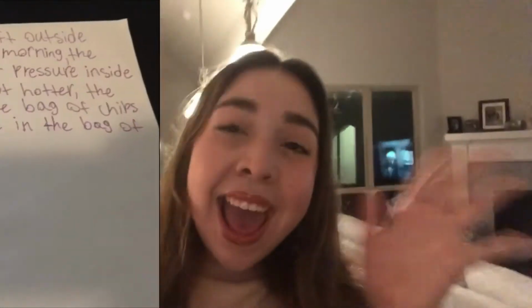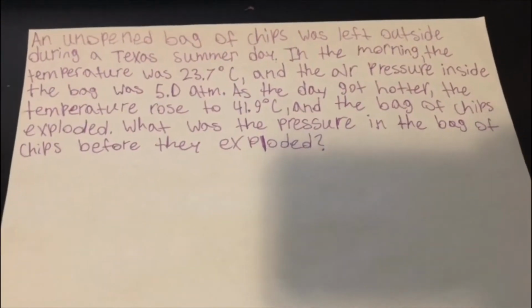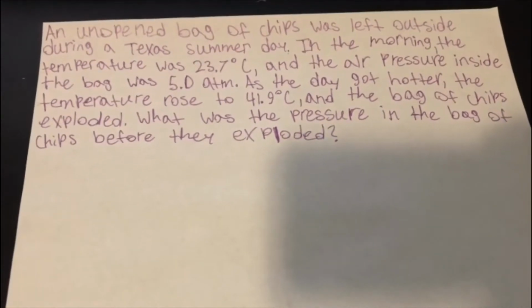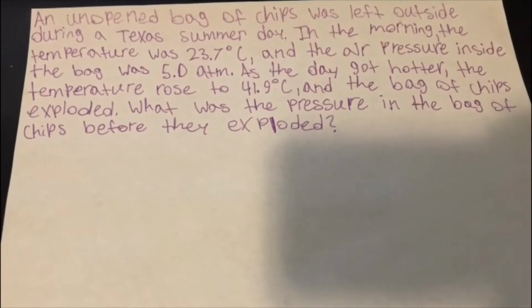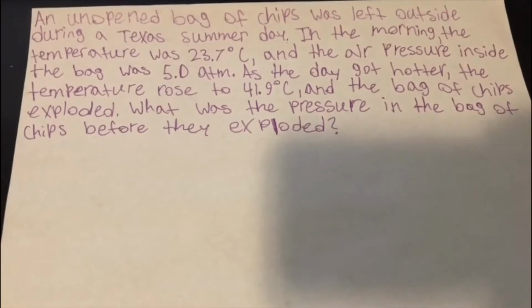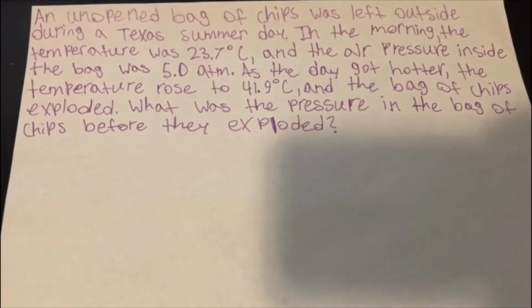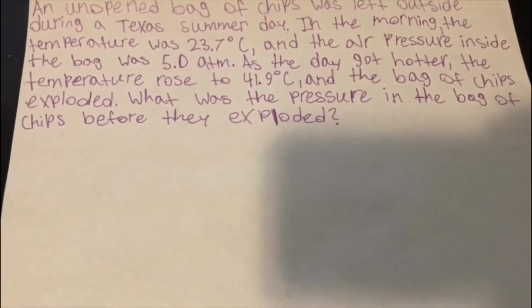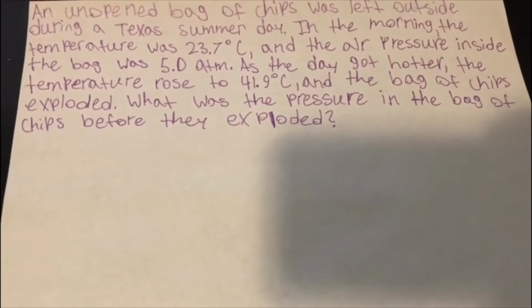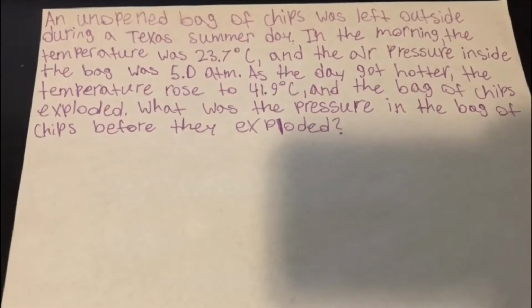Now that you've seen an example of Gay-Lussac's law in the real world, now we can work out a word problem. Yay! So here's my word problem. An unopened bag of chips was left outside during a Texas summer day. In the morning, the temperature was 23.7 degrees Celsius, and the air pressure inside the bag was 5.0. As the day got hotter, the temperature rose to 41.9 degrees Celsius, and the bag of chips exploded. What was the pressure in the bag of chips right before they exploded?